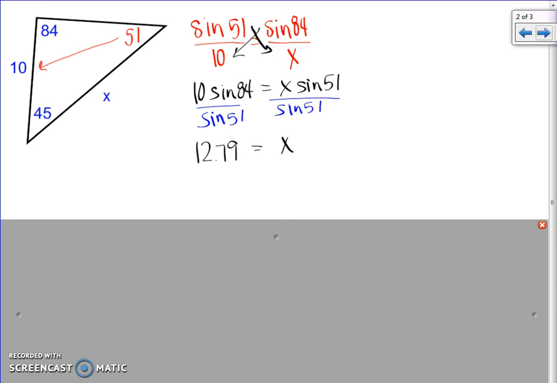Is that what we're getting? Or do we get a different number? Yeah, oh yeah. So it would be 12.8. So this is okay? Okay, perfect.